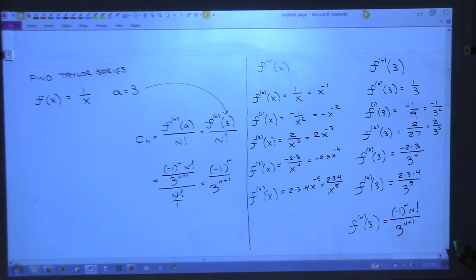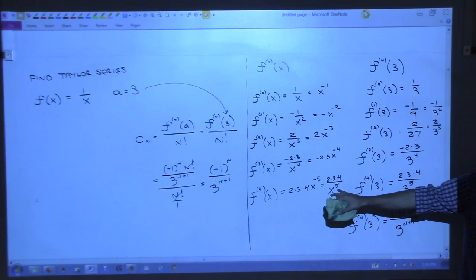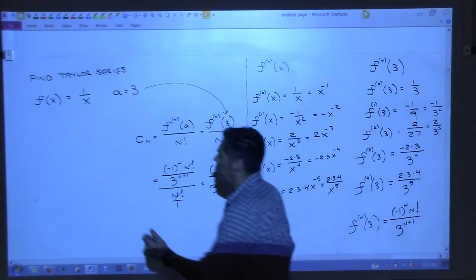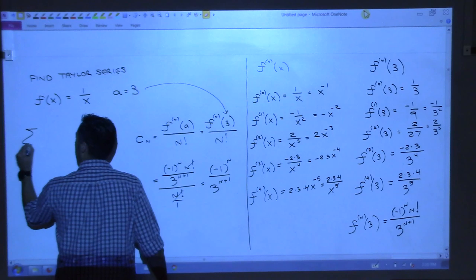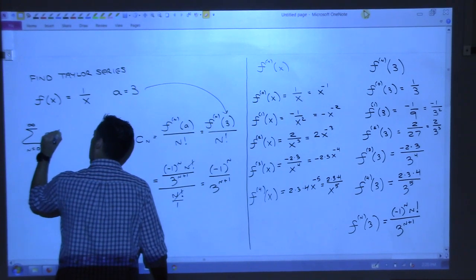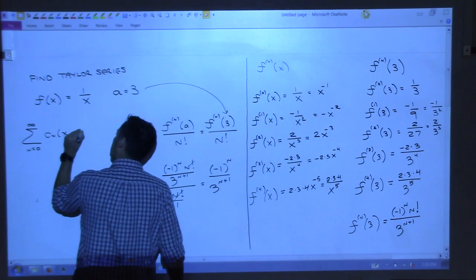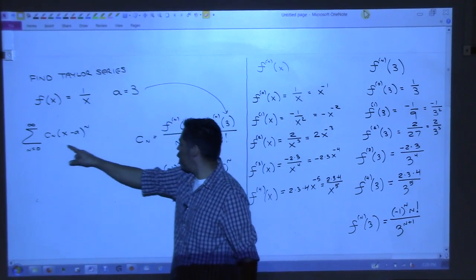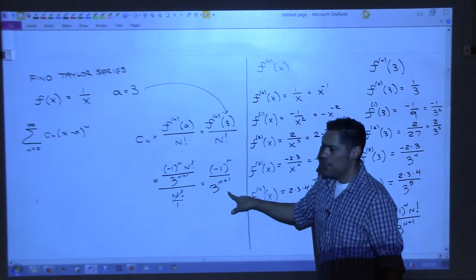Make sense? So far, we're not done. We just came up with a formula for C sub n. Now, the Taylor series. The Taylor series, remember, from the beginning of class, was this, C sub n times x minus a to the n, right? That's our general power series, but we have a formula for C sub n. We just found it's this.